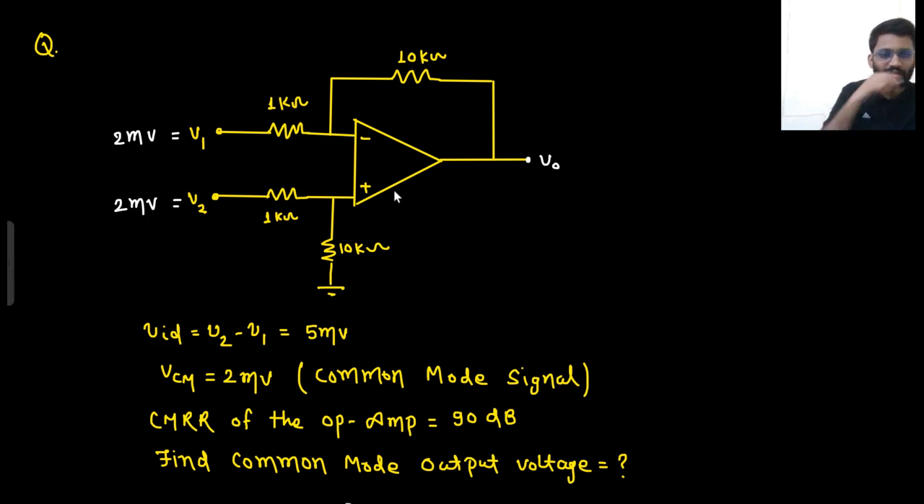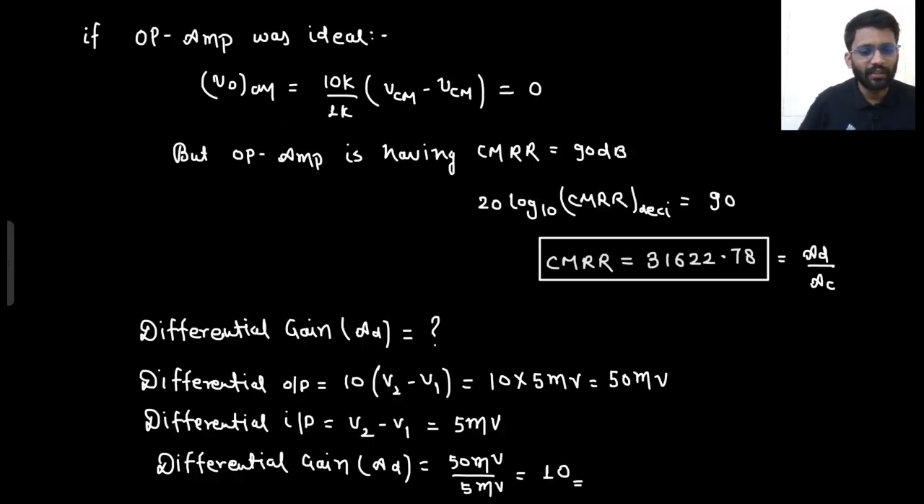Otherwise you can also see RF by R into V2 minus V1, so the differential gain will be 10 only. Differential gain is differential output divided by differential input, and differential input is V2 minus V1. So it is 10 into (V2 minus V1) divided by (V2 minus V1), which is 10 only. That is very clearly seen here, but still I wrote it so that you don't get confused.